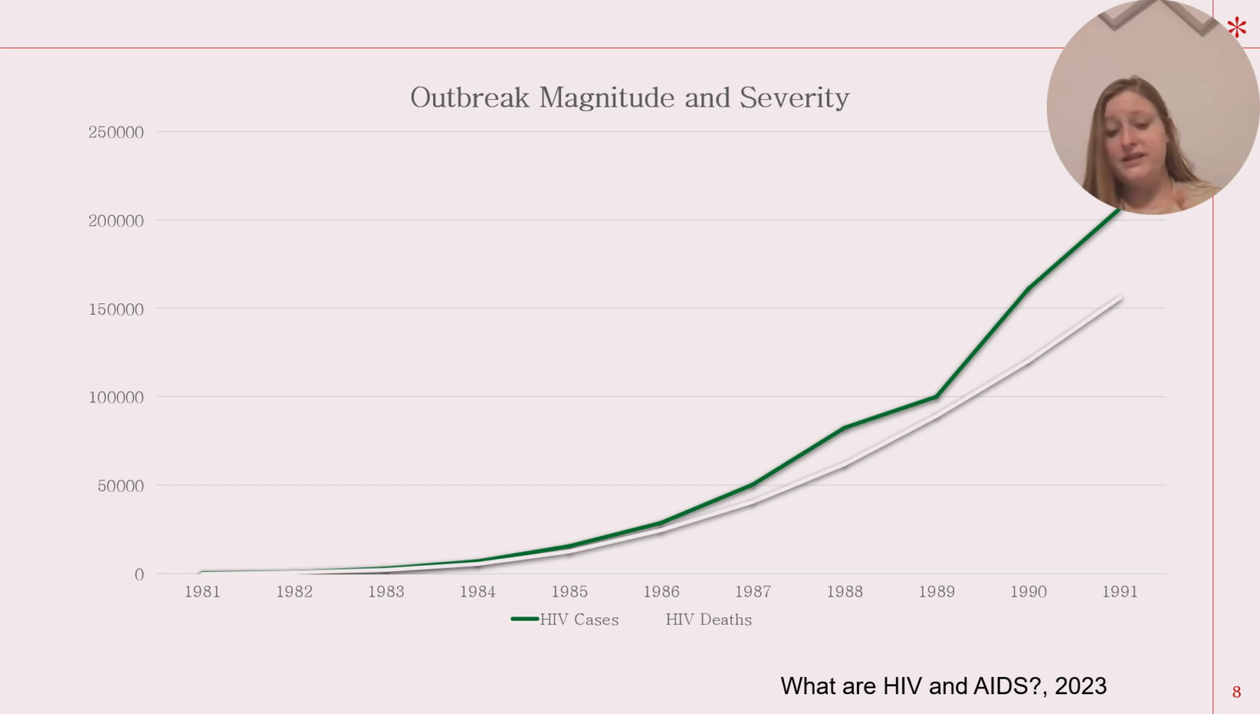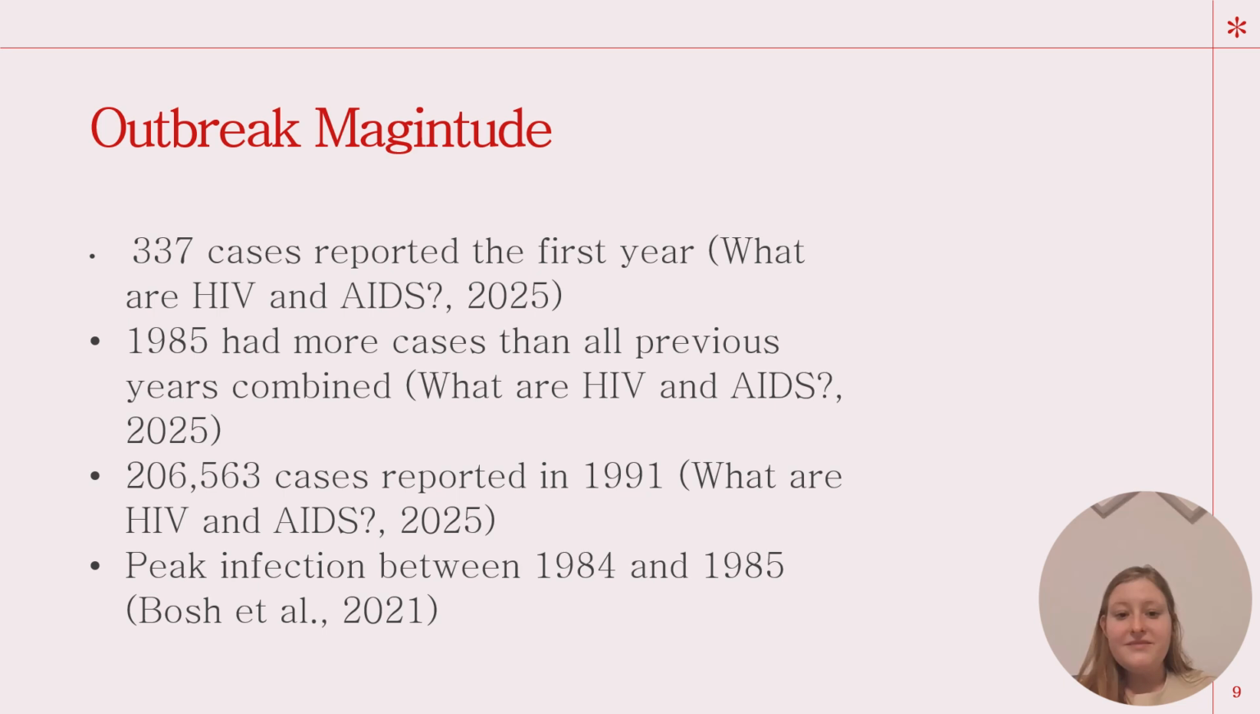You could just see that the mortality rate and the influx in cases just went hand in hand. It was honestly astounding to see just how many people who had HIV from 1981 to 1991 died from it as well. It was honestly astounding to me.